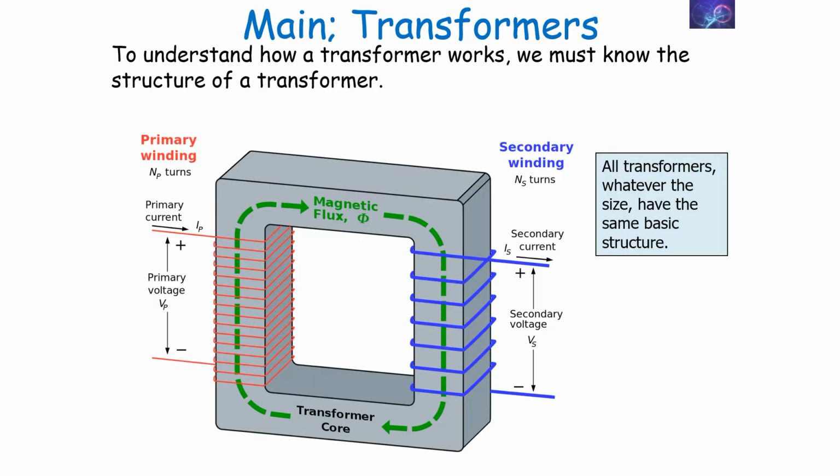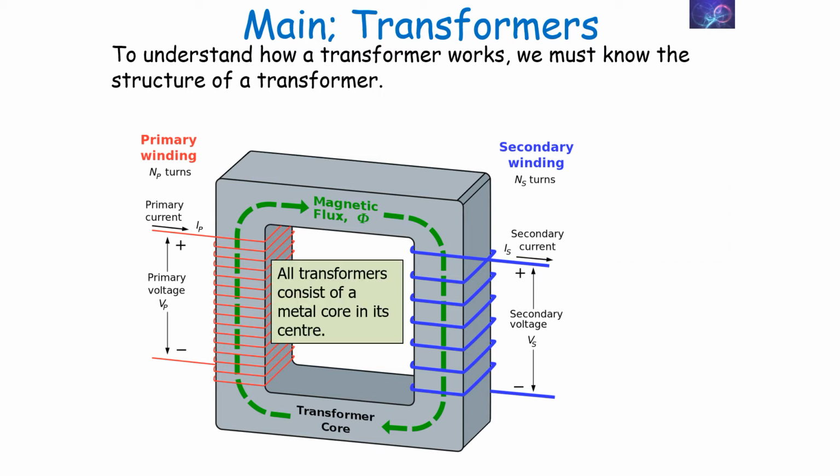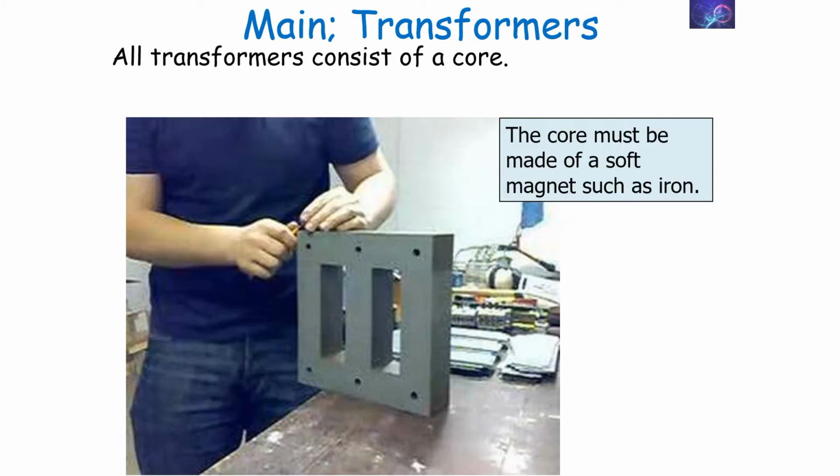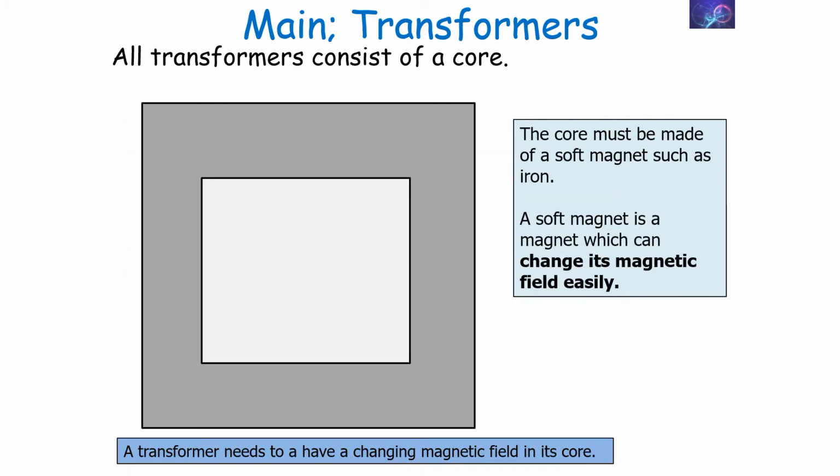Now to understand how a transformer works, we must know the structure of a transformer. Now all transformers, whatever the size, have the same basic structure. So a transformer consists of a metal core in its center. Now the core must be made of a soft magnet such as iron. Now a soft magnet is a magnet which can change its magnetic field easily.